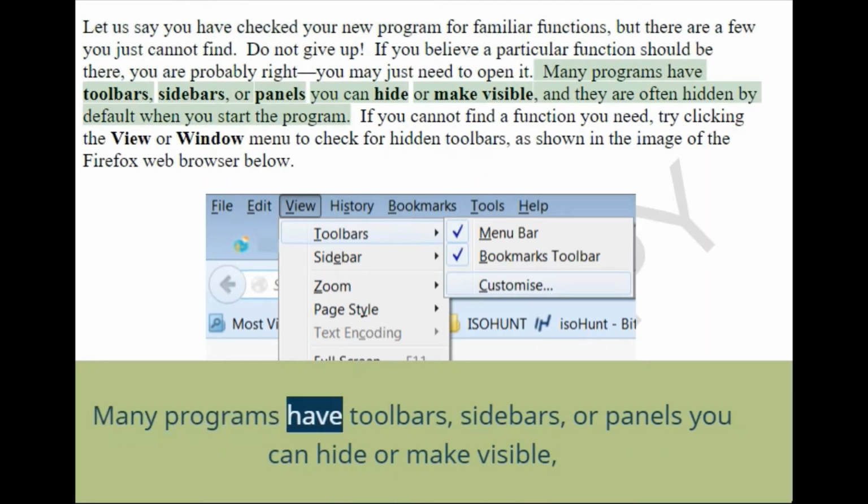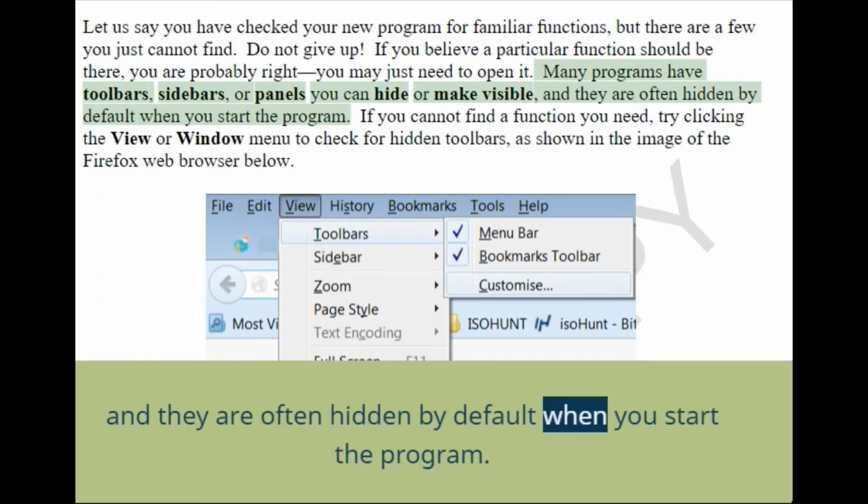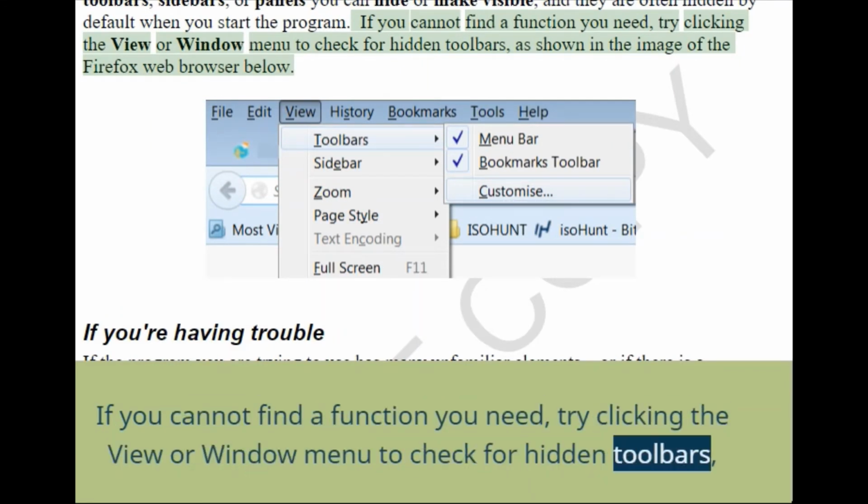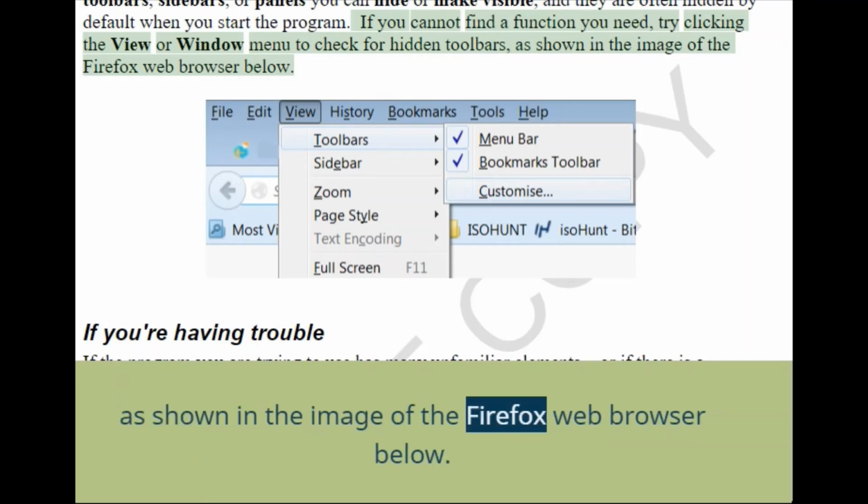Many programs have toolbars, sidebars, or panels you can hide or make visible, and they are often hidden by default when you start the program. If you cannot find a function you need, try clicking the View or Window menu to check for hidden toolbars, as shown in the image of the Firefox web browser below.